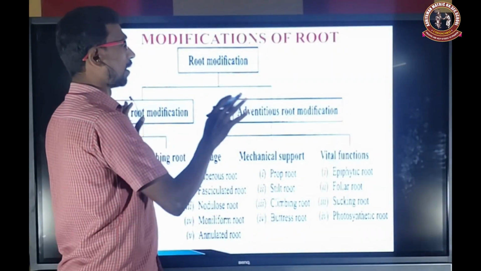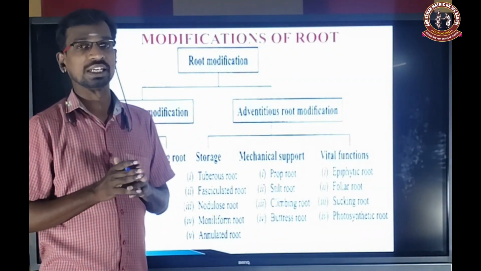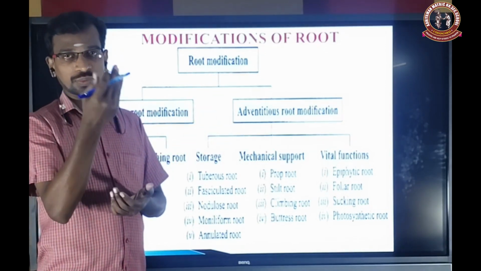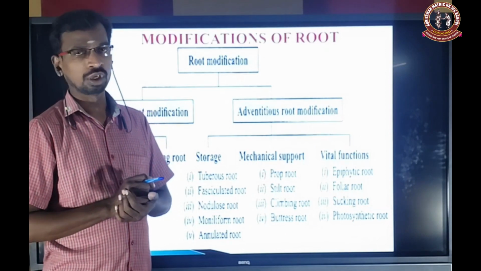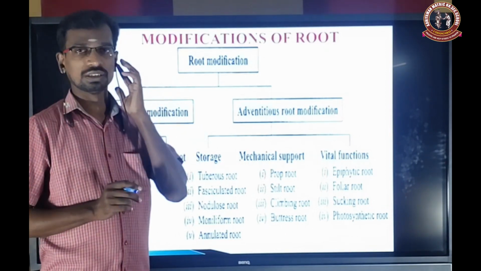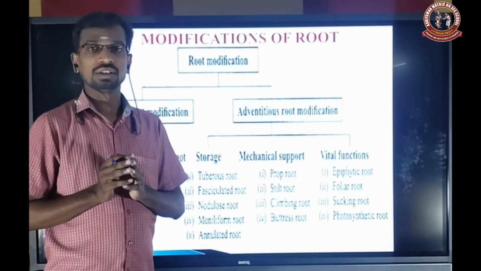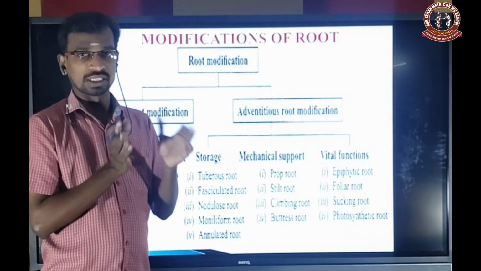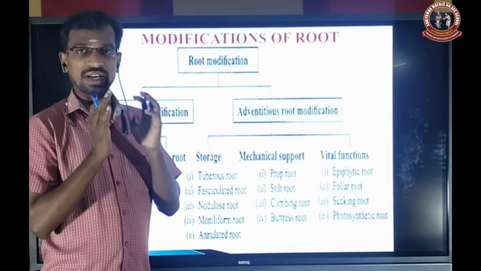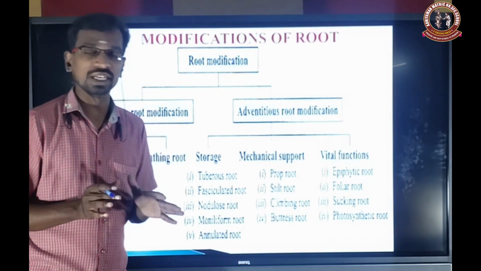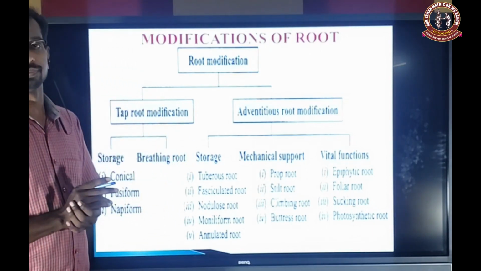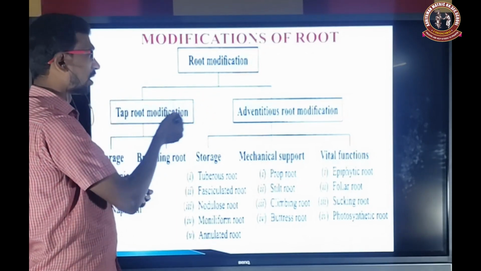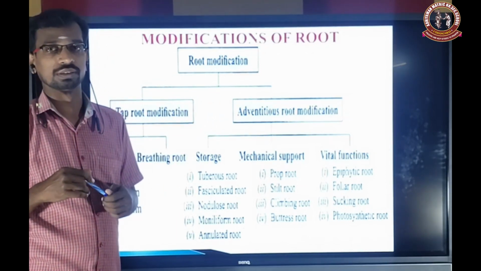This is an overall flow chart. It will clearly explain how the roots are modified to perform a special function. Mostly, root modification is helpful for vegetative propagation. There are some exceptions, but very commonly root modification is mainly helpful for propagation. There are two types of root modification: taproot modification and adventitious root modification.